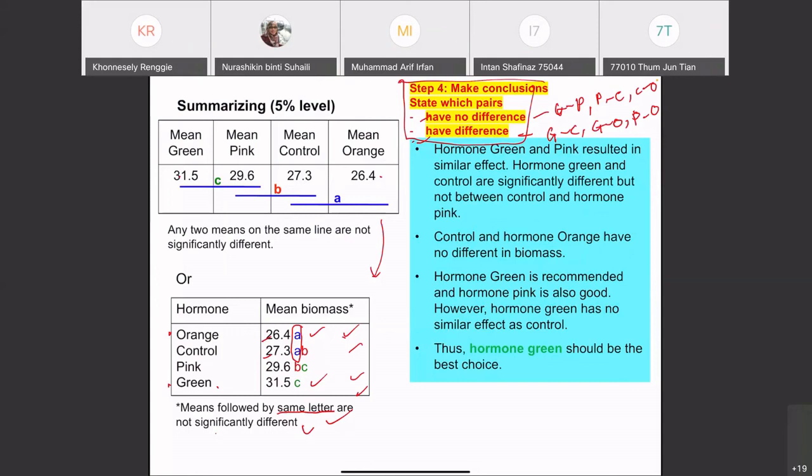And same with the Tukey method before. It's actually the same thing. Any more question, guys?